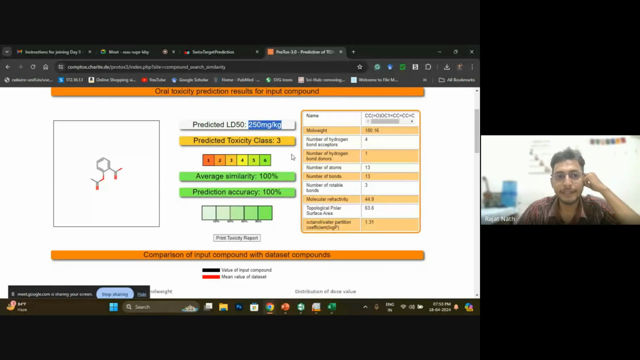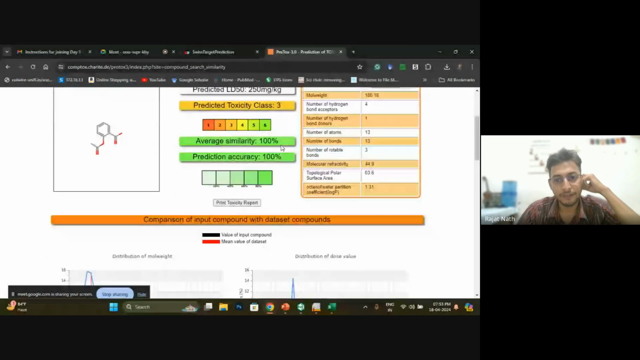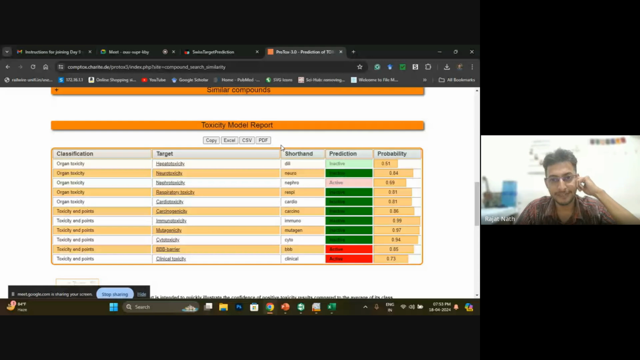And this compound is treated in toxicity class 3. Okay. So below you can see hepatotoxicity is showing inactive. That means this compound is not showing any hepatotoxicity. It is also showing non-neurotoxicity. It is not showing any neurotoxicity, but this compound is showing nephrotoxicity. Its probability is 69%. That is a chance of 69% that this compound has nephrotoxicity.